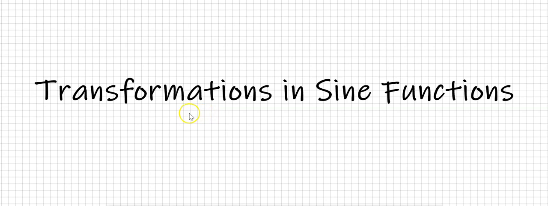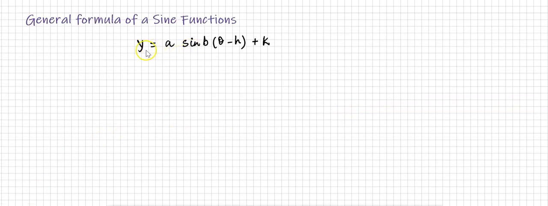Now, before we jump onto that, we need to know the general formula of a sine function, how it looks like, what the variables in it are, and what each variable indicates about the types of transformations possible. So this is the general formula of a sine function. Now you can see there are lots of variables here in this general formula.